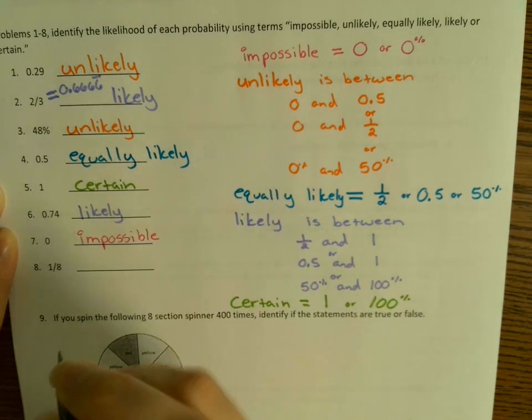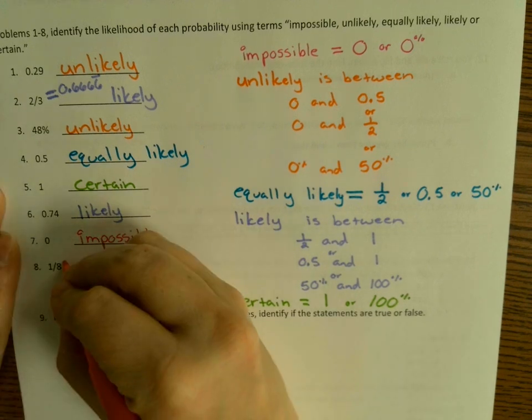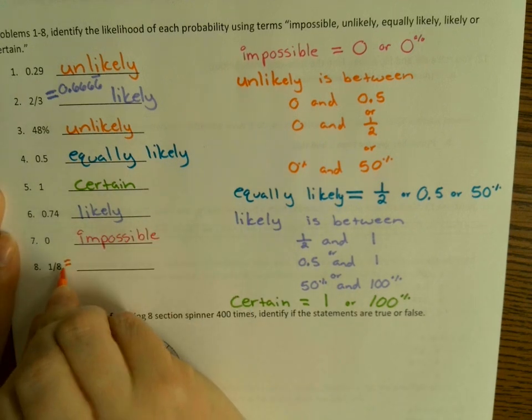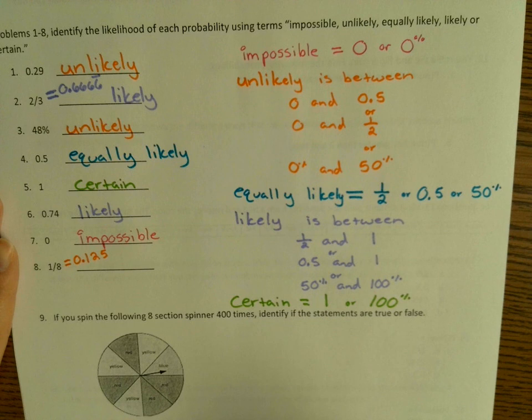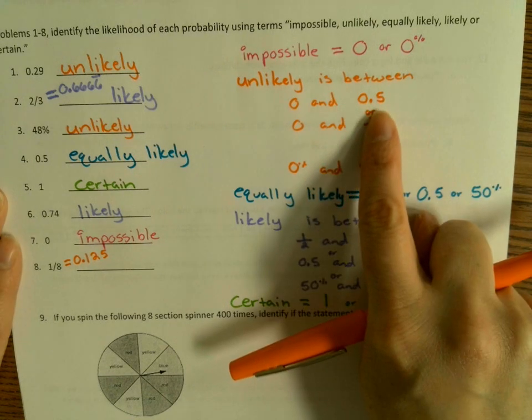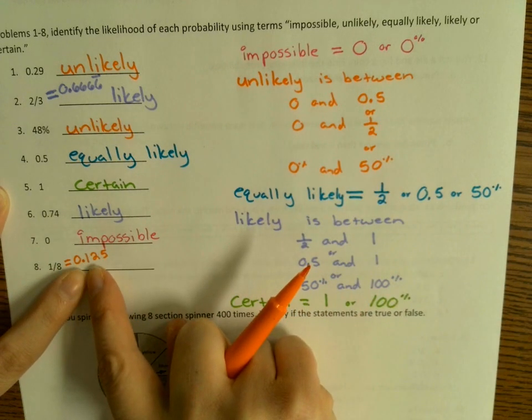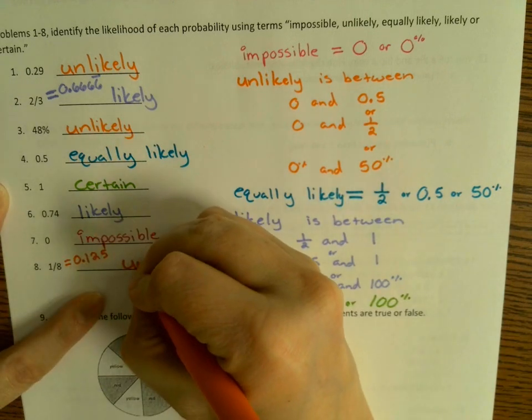And then again, here's another fraction that if we don't know what it looks like, we can just convert it. When we convert 1 over 8, it comes out to 0.125. 0.125 is what kind of probability? Unlikely. Right? It's less than 0.5. Think about it. 0.1 is less than 0.5. So that's an unlikely probability.